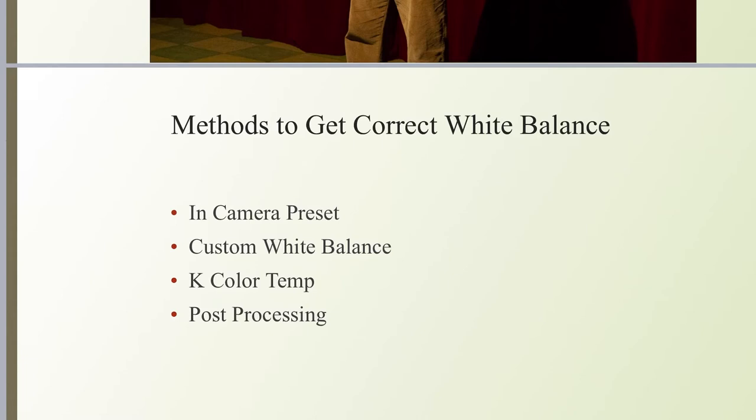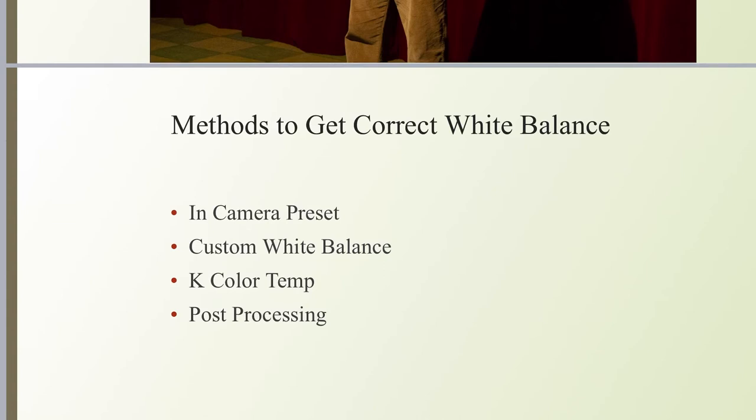The next method is the custom white balance. So you can create a custom white balance by using a neutral gray card. You can get a gray card from a camera store, or you can also print one out on your printer. And so basically how you use this is you put the gray card about 10 inches from your camera lens and make sure that the card fills the frame and you take a photo of it.